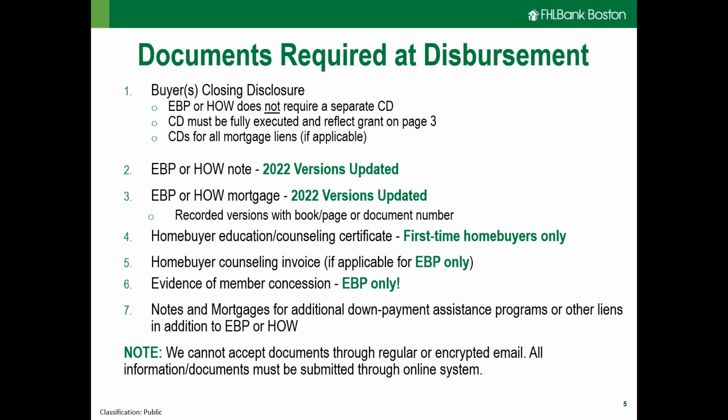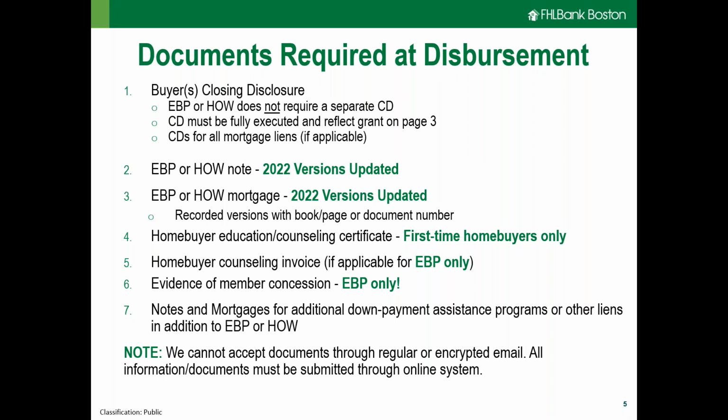What we do see and recommend, because we don't have our own closing disclosure, is that you put our grant on page 3, typically on the same line items that you would use for a lender credit. Just make sure you're calling it the EDP or HOW grant or Federal Home Loan Bank grant if you don't know which grant that home buyer received. Just please don't classify it as a loan.